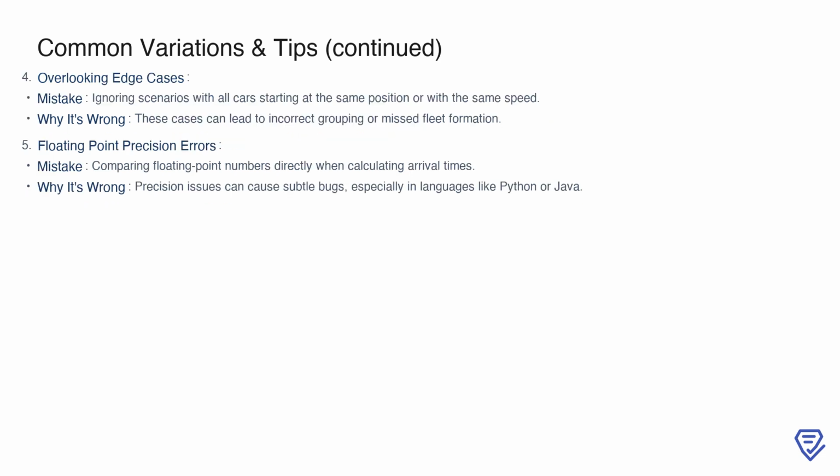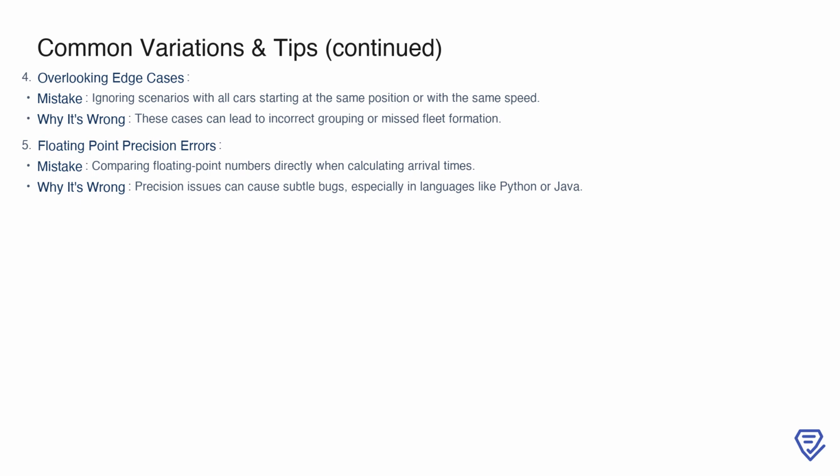Now, let's talk about two other pitfalls to watch for. Overlooking edge cases can lead to subtle bugs in your solution. For example, think about scenarios where all cars start at the same position or move at the same speed. These can affect how fleets are grouped, and if not handled properly, you might miss some fleets entirely.